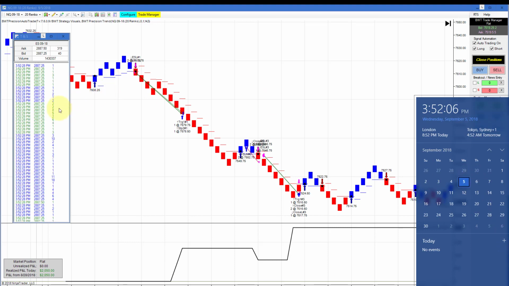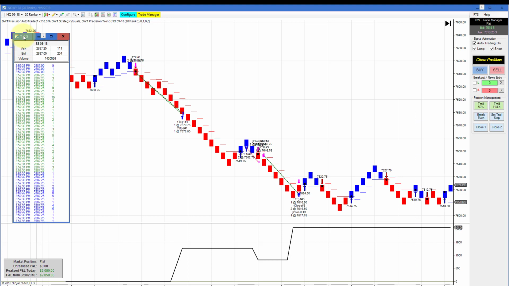On my left is the time and sales, the E-mini S&P, currently trading at 28.87. You see the trades going off here. This video is recorded in real time.